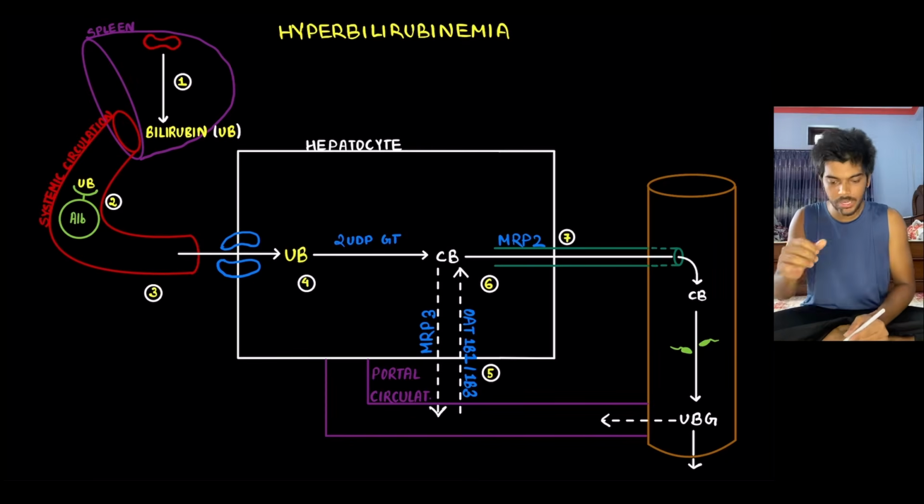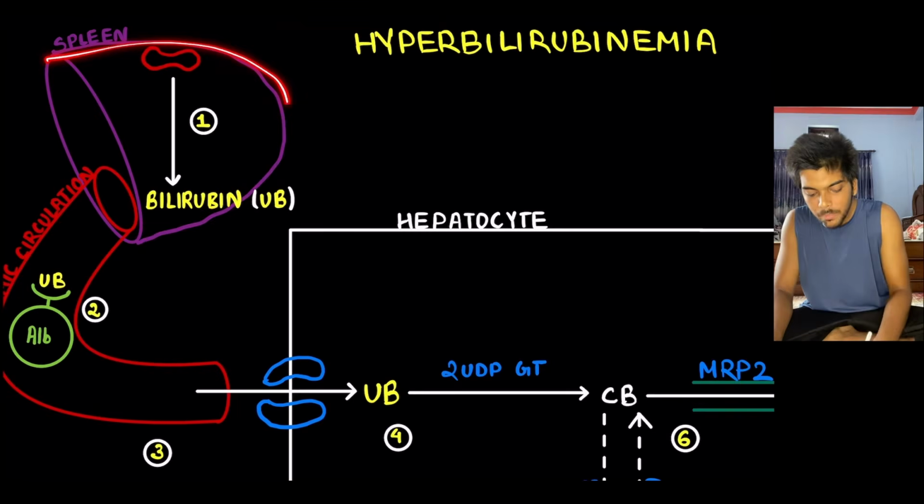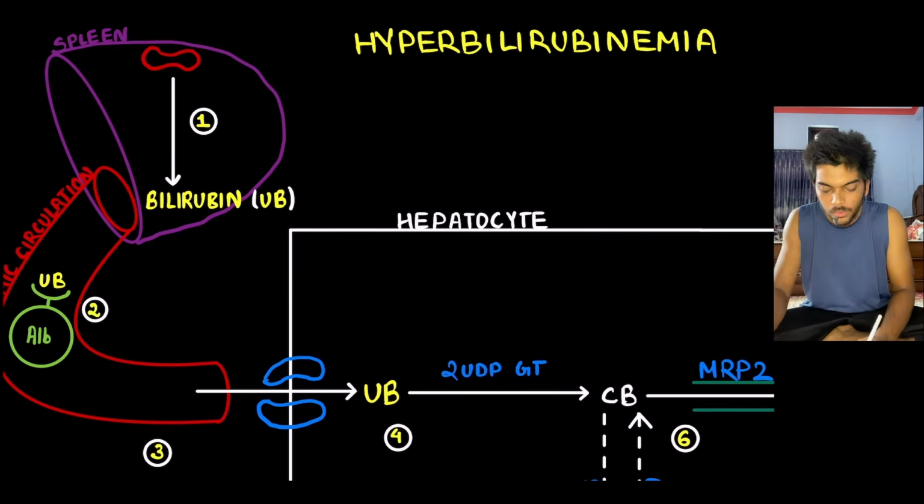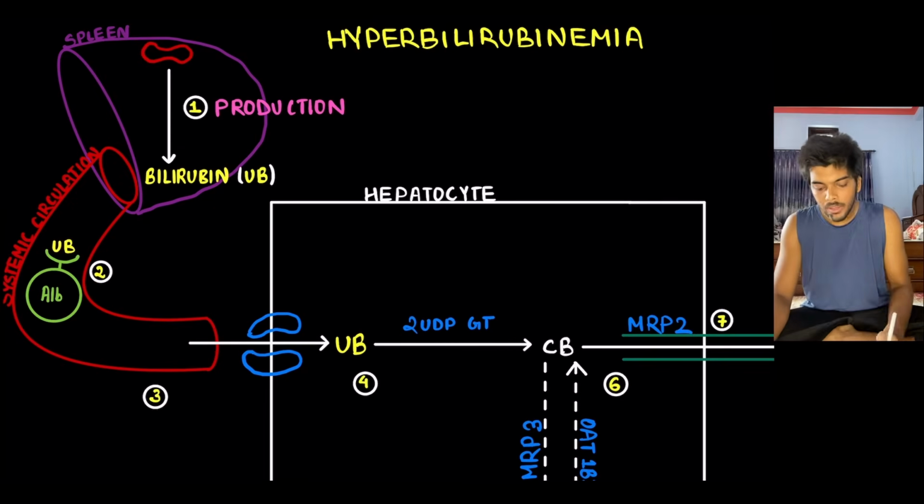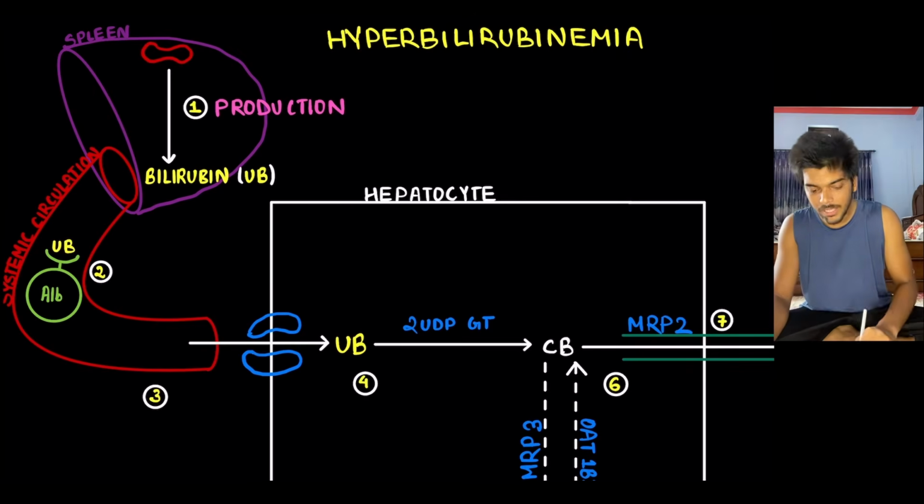Okay, so the story goes like this. The young RBC after 120 days becomes too old, and inside the spleen it gets degraded or broken down into bilirubin, or specifically unconjugated bilirubin. So there is production of unconjugated bilirubin. The unconjugated bilirubin then enters the systemic circulation. In the systemic circulation, it immediately binds with a plasma protein called albumin. So there is plasma protein binding, step 2.